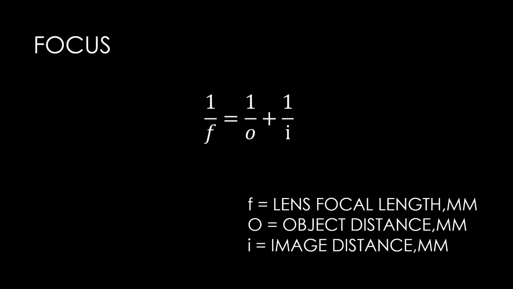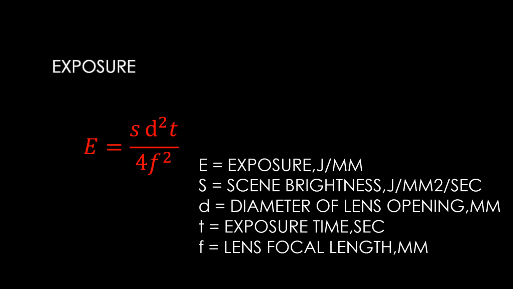So we have a very simple term for determining the focal point or focus of the camera: 1 by f is equal to 1 by O plus 1 by I. Okay, so small f is actually the lens focal length, and O is the object distance and I is the image distance. So this is the basic formula for determining the focal point of a camera. So this is the way to calculate exposure.